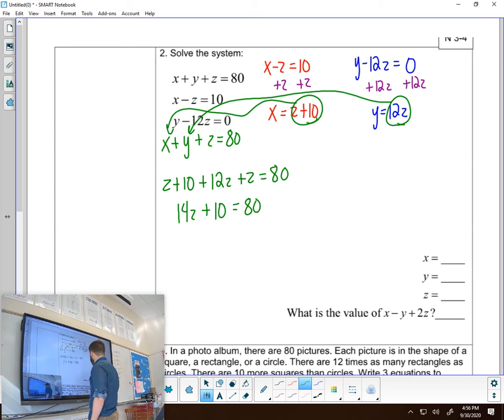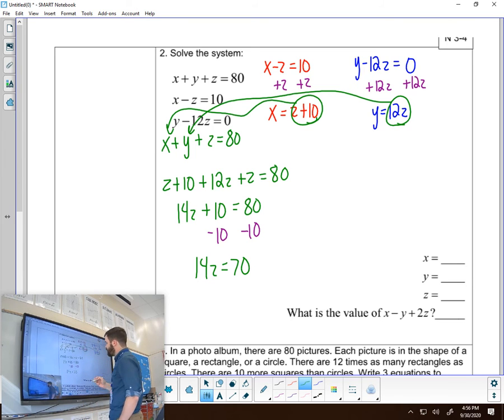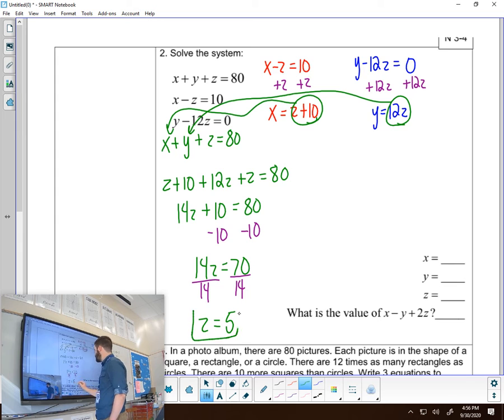I can then subtract 10 from both sides. And that's going to give me 14z equals 70. Then we'll just divide both sides by 14. And we'll get z equals 70 divided by 14, which is 5. So z equals 5. So there's my first answer.